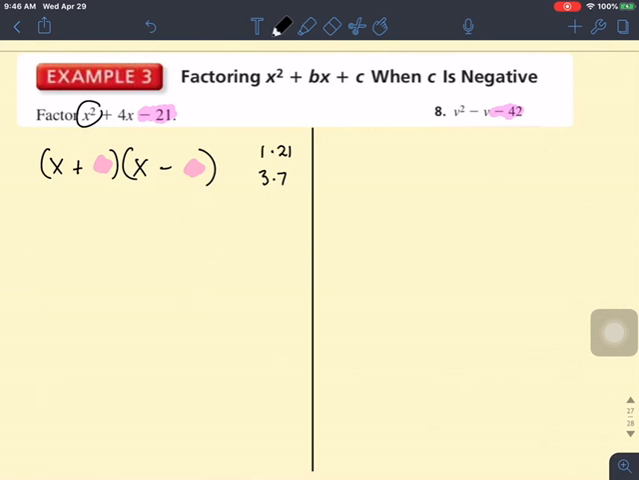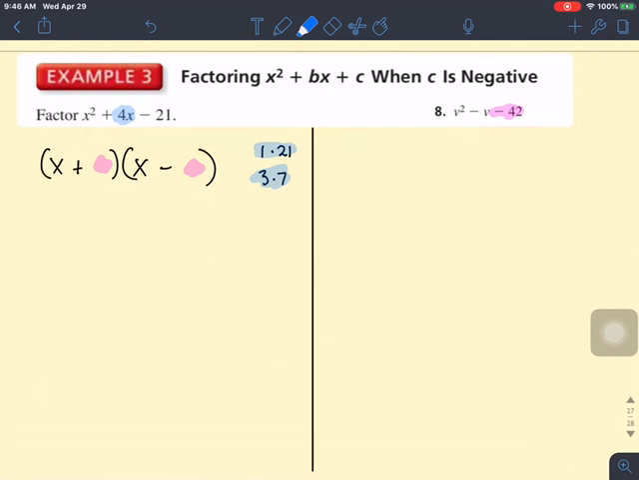3 times 7. And now we want to look to the b, all right? We want to look to the b, and let's go ahead and highlight the b there. That is a positive 4x. And so if we add or subtract these numbers, 1 and 21 would never give us 4, but 7 minus 3 would give us 4x, right? So we're going to choose 3 and 7.